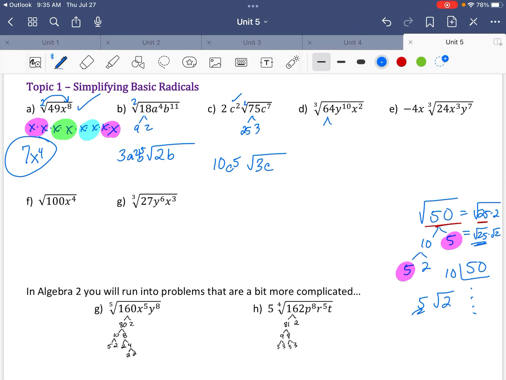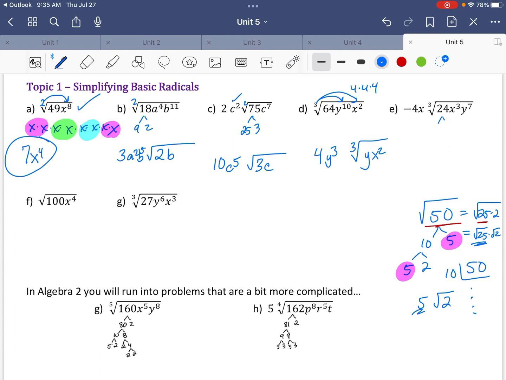All right, 64. Now, 64 is actually a perfect cube, right? Remember, 4 times 4 times 4 is 64. So that's just going to come out as 4. 3 goes into 10 3 times. So y cubed, leave a little space, cube root. So 1 remaining y. And here, 3 goes into 2, not at all. So x squared just stays inside.